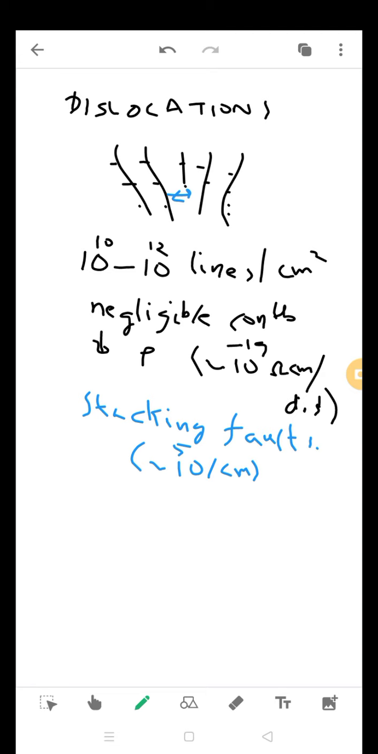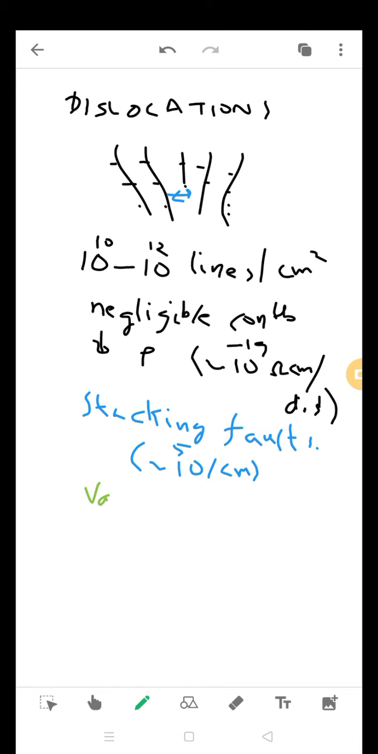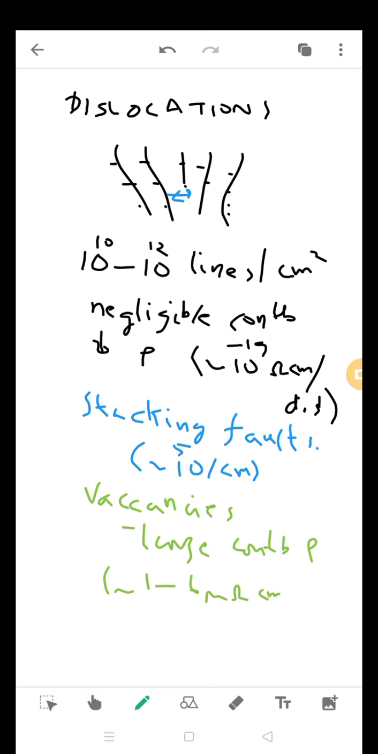The large contribution to resistivity actually comes from the vacancies. These atomic vacancies contribute a large contribution to resistivity, and the contribution is of the order of 1 to 6 micro ohm centimeter per atomic percentage. This is the value.